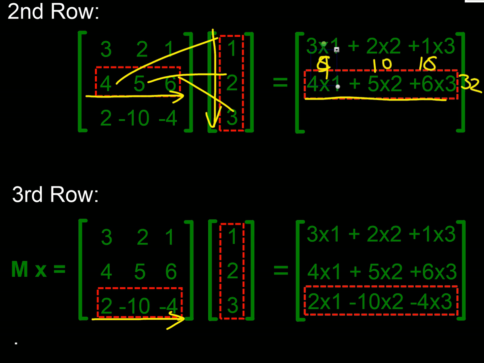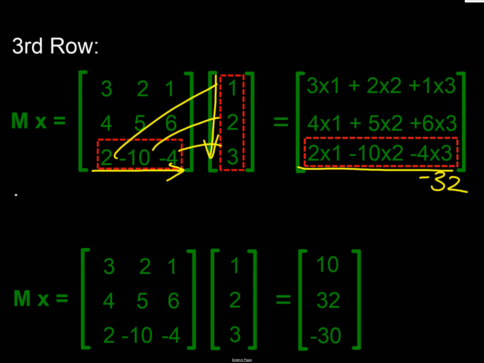And for the lower third row, the lowest row, I take the third row of the matrix, multiply it by the column in the vector, and multiply those out. Yeah, 2 times 1, minus 10 times 2, minus 4 times 3. There we go. Add those up, and I think I get minus 32. So there we are. If I take this matrix and I multiply it by that vector, I end up with this resultant vector. I'm just following the rules that we did for the simultaneous equation.